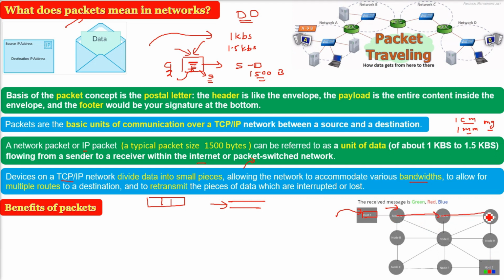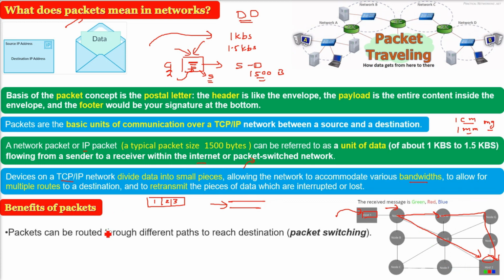And these can take multiple routes. One can go like this, one can go like this, the other can take some other path. So these 1, 2, 3 which I am naming, this is the multiple route. They will take multiple routes from the source to the destination. One more thing, there may be a loss of packet, so it can be retransmitted.